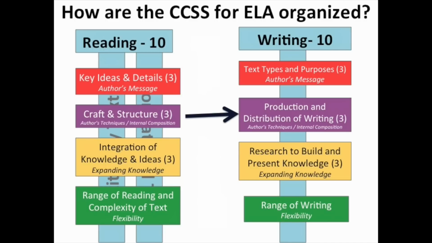Looking at the next section of the writing strand, you will notice the heading of Production and Distribution of Writing, standards 4, 5, and 6. These standards key the writer into effective techniques that they can utilize in order to best communicate their message. So we'll notice here standards that have to do with students moving through the writing process or creating coherent pieces of writing. These are all craft choices that an author makes in order to enhance the telling of their message.